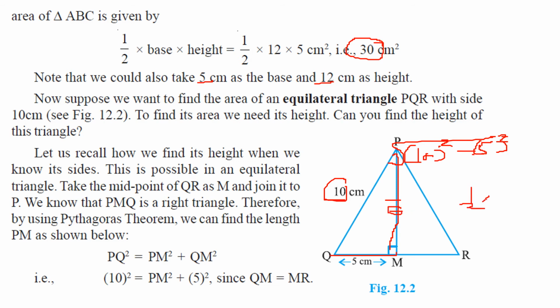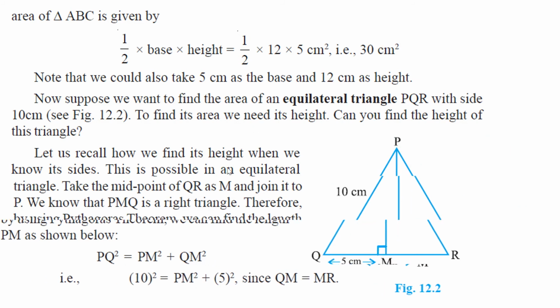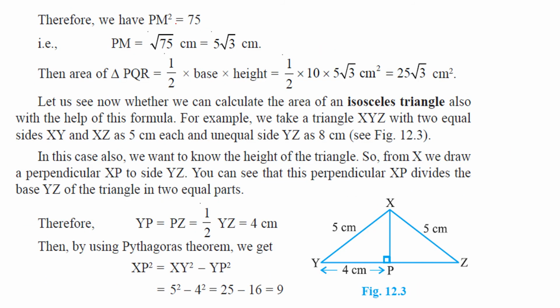Now half into base into altitude, that is 5 as half the base, and the altitude is this one, which we are going to find just now, and multiply it by 2 because we have to find the area of these two triangles. The height is under root 75, which is equal to 5 root 3. Half into base 10 into altitude 5 root 3, or multiply by 2 taking 5 as the base. In both cases, you will get 25 root 3. This is your area.